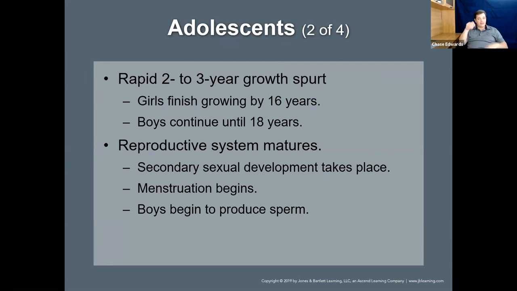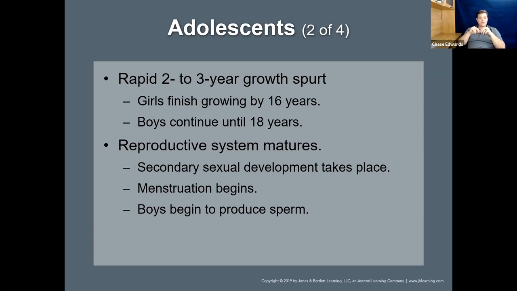In adolescence, they experience a rapid 2 to 3 year growth spurt, a big increase in muscle and bone growth, and the body changes. Growth begins with the hands and feet, then the long bones, and then the growth of the torso is after that. Females generally finish growing by the age of 16. Boys continue until they're 18 years of age. Muscle mass and bone density are nearly at adult levels at that point.